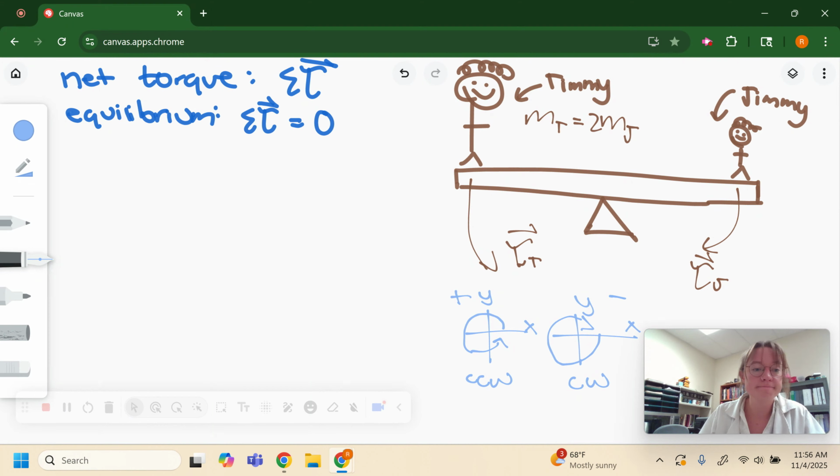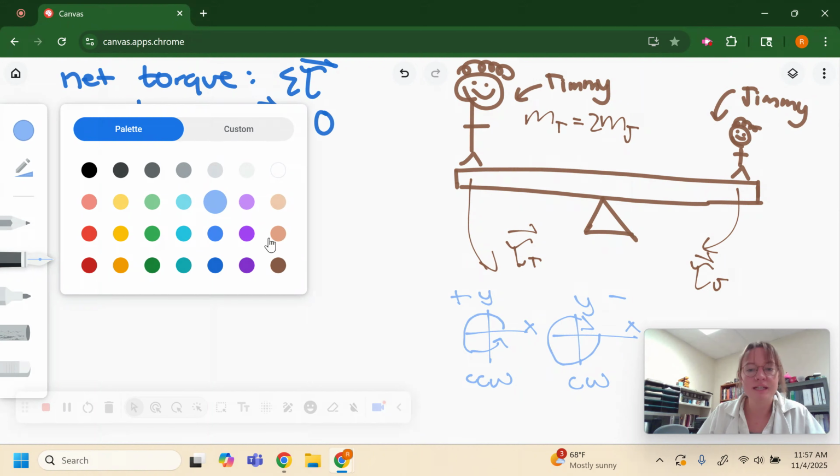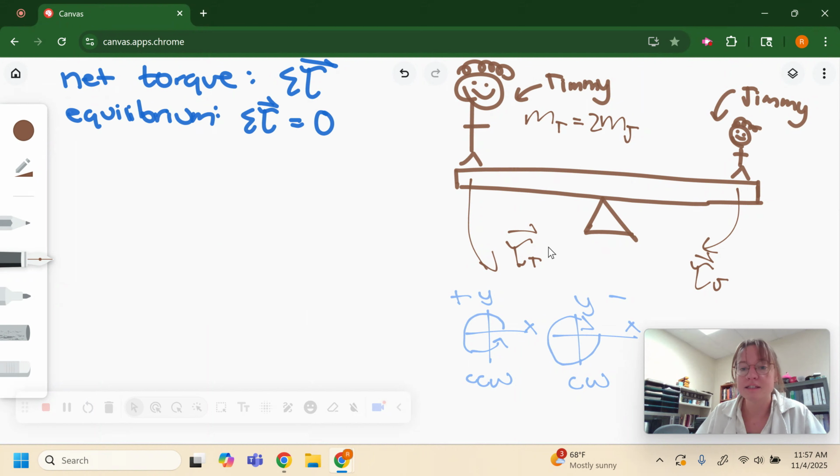So when you're looking at this picture of Timmy and Jimmy, can you say who has clockwise torque? Let me try again. Who has positive torque in this situation and who has negative torque in this situation? Yes, you should say, well, Timmy over here, he's going to be the one who has some positive torque, and Jimmy over here is going to have some negative torque.